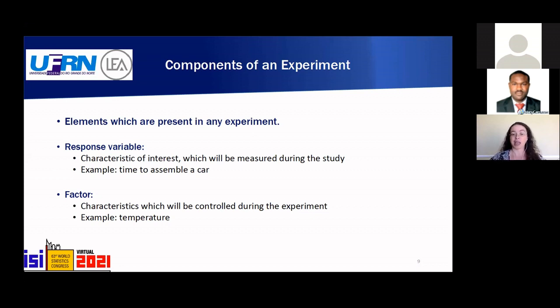But if we vary other variables at the same time, we lose this characteristic. For example, if you change the temperature and also the team that is assembling the car, and we observe a change in the production time, we cannot say if its cause is the change in the team, the change in the temperature, or both. So it's important to take control of other possible variables that can affect our response variable.